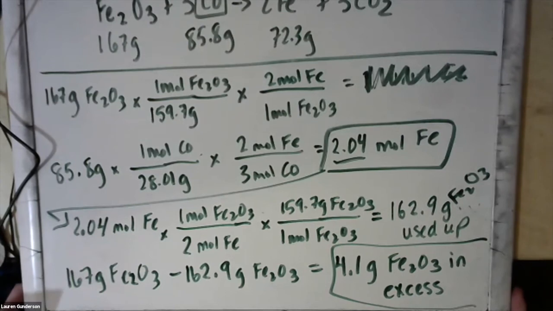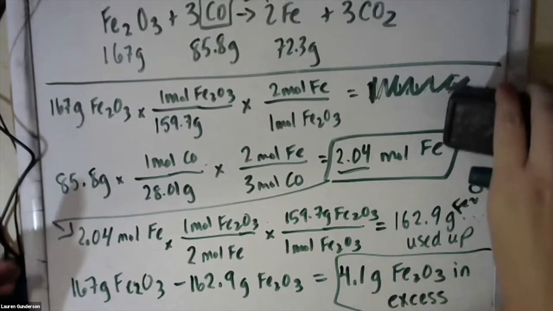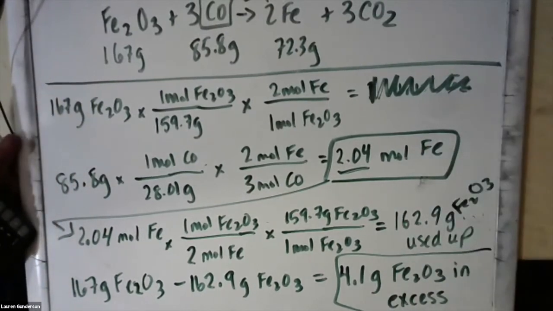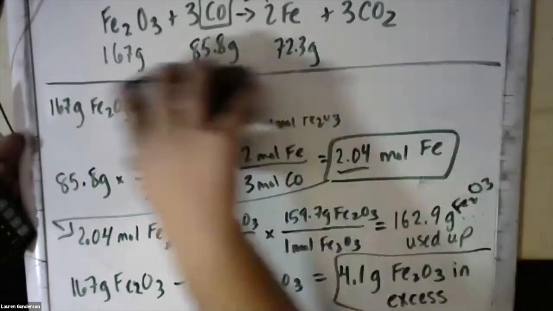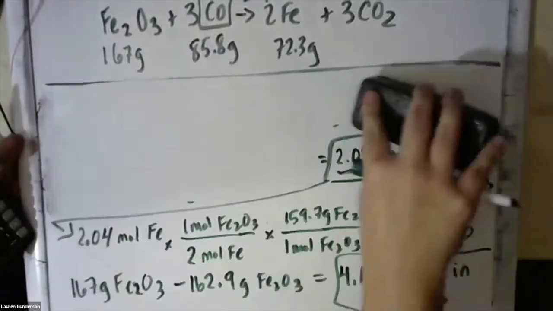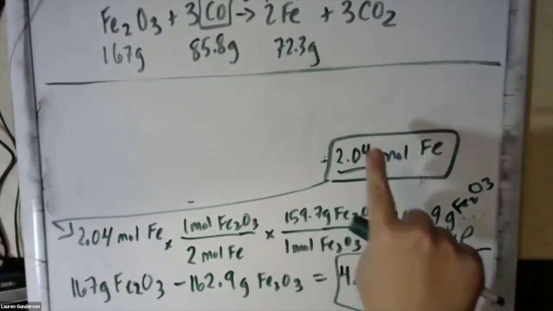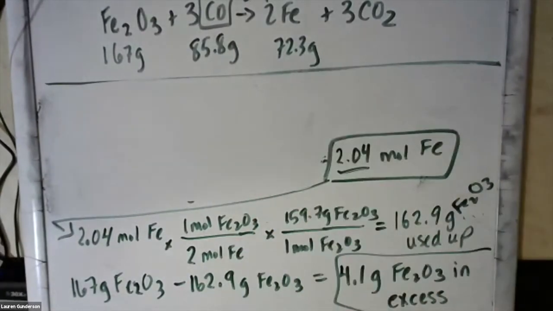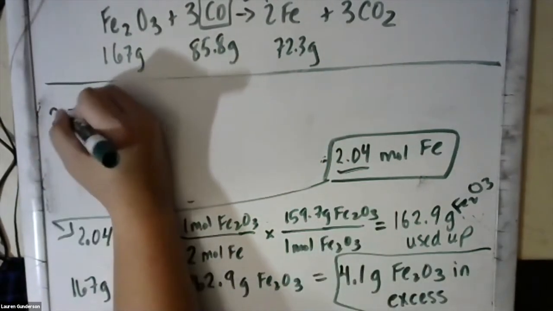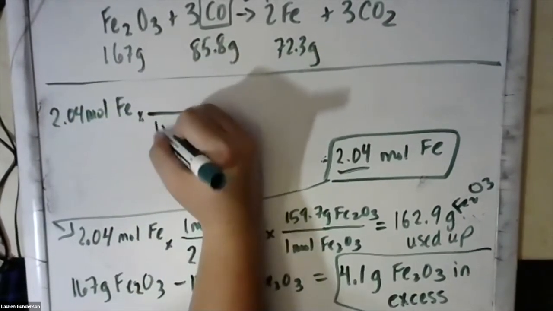Right, now the last part of the problem asks us to calculate the percent yield. And to do that, we're going to need to first convert our theoretical yield value into a mass value. Okay, and that's because the problem provided us the actual yield in terms of grams. And these two units have to match for us to calculate a percent yield. So I'm going to take my 2.04 moles of Fe, and I'm going to find the mass of that.